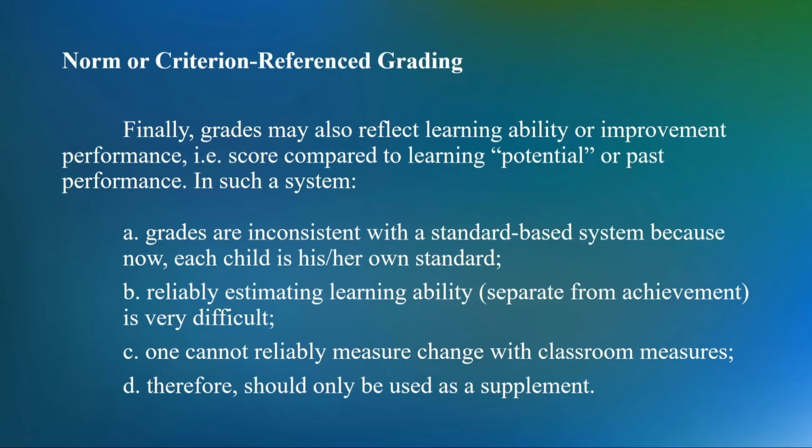Norm reference grading or criterion reference grading. Finally, grades may also reflect learning ability or improvement in performance, for example, a score compared to a learning potential or past performance. In such a system, first, grades are inconsistent with a standard-based system because now each child is his or her own standard. Second, reliably estimating learning ability is very difficult. Third, one cannot reliably measure change with classroom measures. Fourth, therefore, it should only be used as a supplement.